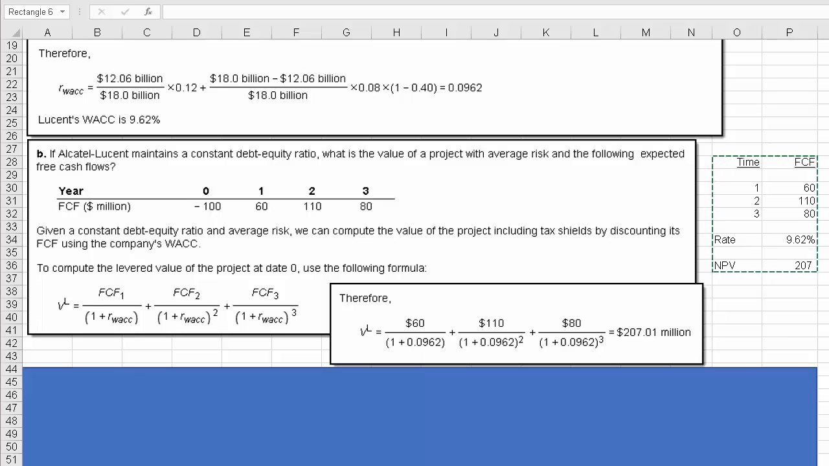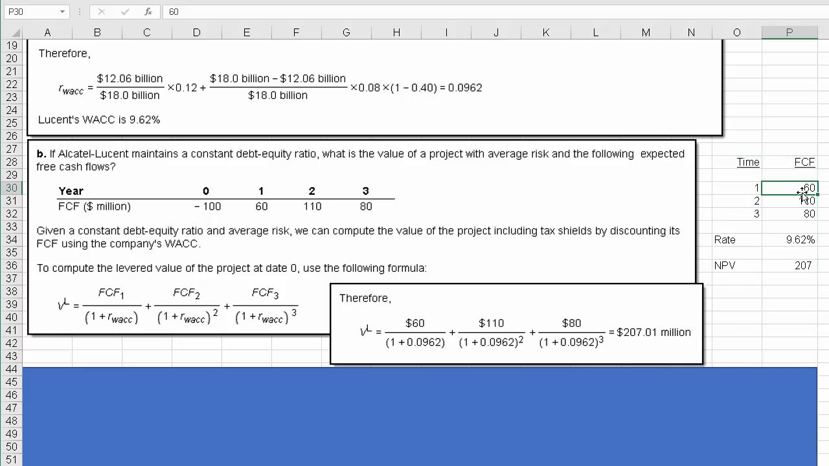Okay, so on part B, given that they've given us the cash flows, and there's a constant debt-equity ratio and average risk, you compute the value, including the tax shield, simply by discounting the free cash flow using the weighted average cost of capital. So if you wanted to do it mathematically, you would do it as it's provided here, right? So then you'd plug in the numbers and you can come up with it. Now, I'd recommend you do this with the net present value function. I think that's the easiest way, and I've done that here.